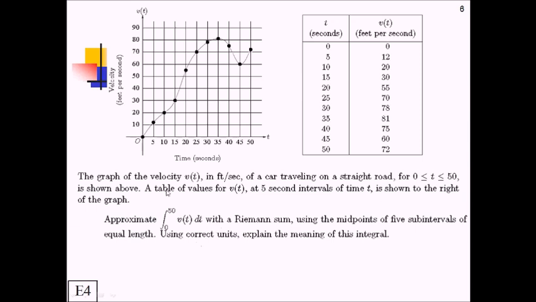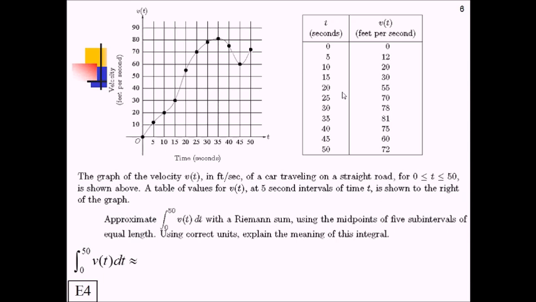So for the integral from 0 to 50 of v of t dt, we can say that is approximately equal to, notice the approximately equals. Now we need a midpoint Riemann sum, subintervals of equal length, 5 of them. So we have a subinterval from 0 to 10, 10 to 20, 20 to 30, and so on. So we're going to use all the halfway points to get the y values out of this.